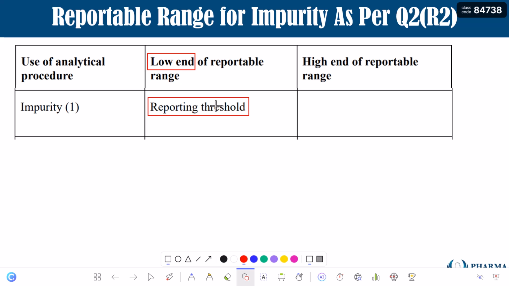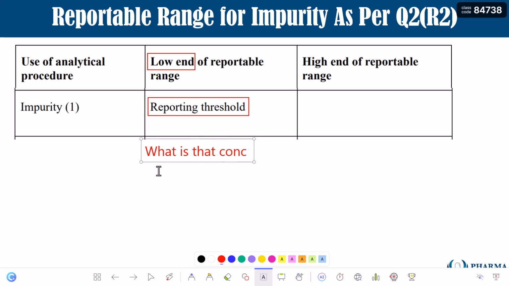This is the concentration or content of an impurity, known or unknown, that needs to be reported. And an impurity cannot be reported unless it is quantified precisely and accurately. Now, what is that concentration that helps us report impurities precisely and accurately? I am taking you to a very important concept. What is that concentration which can be reported precisely and accurately?